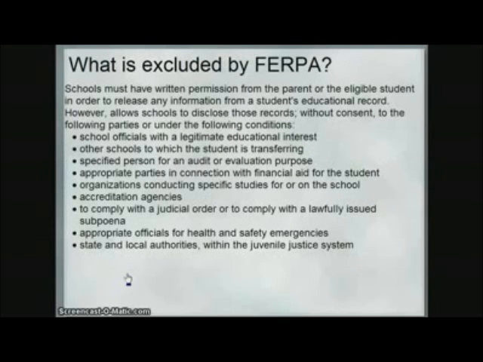What is excluded by FERPA? Things that are excluded are information that is relevant to the student if there is an educational need to know. Also, if a student is transferring to another school, that information can be transferred. Some people that can look at records are supervisors for evaluation purposes. Also, if you have a judicial order, or if there's a subpoena, or for health and safety.